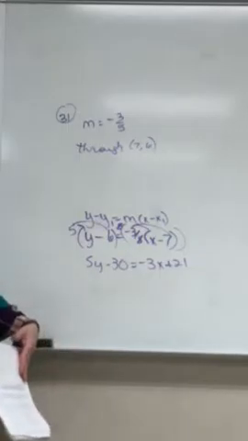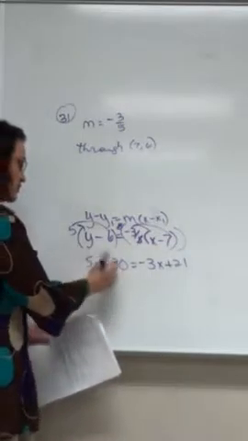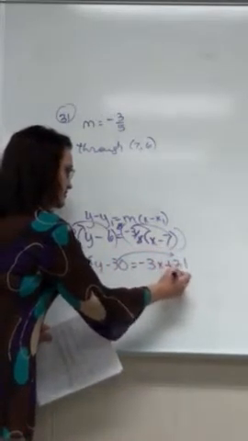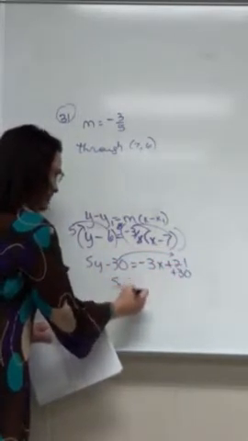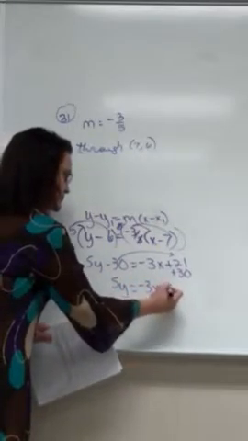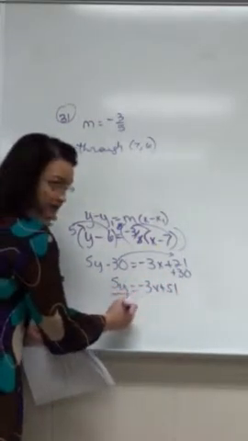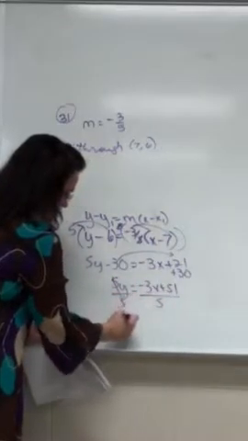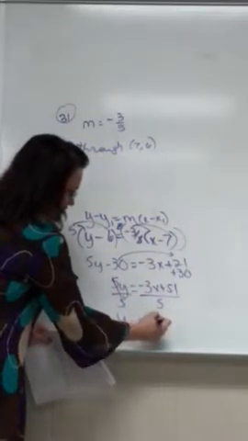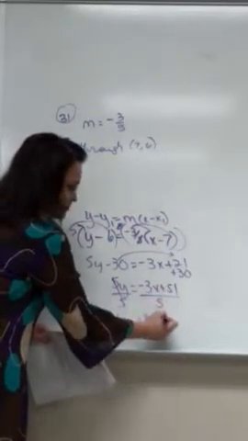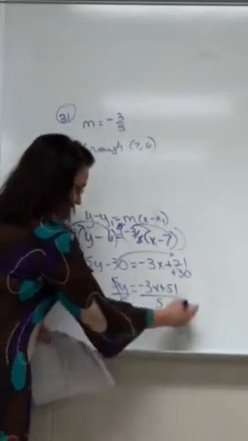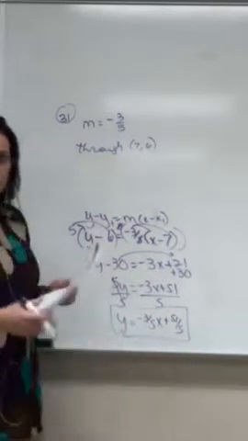Since it said to put it in slope-intercept form, that means I'm solving for y, so I bring the 30 across the line, getting the y term alone. Then I need to divide by 5. So y equals negative 3/5 x, and then 51/5 at the end. So that's the slope-intercept form of the line.